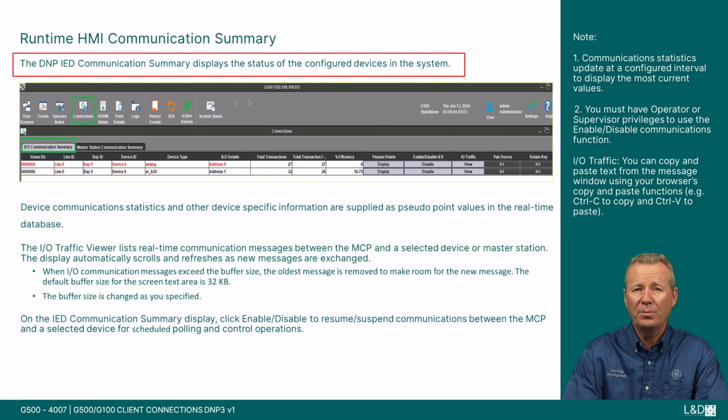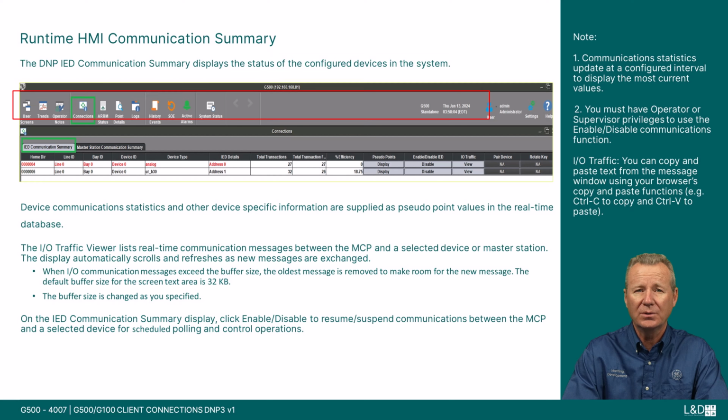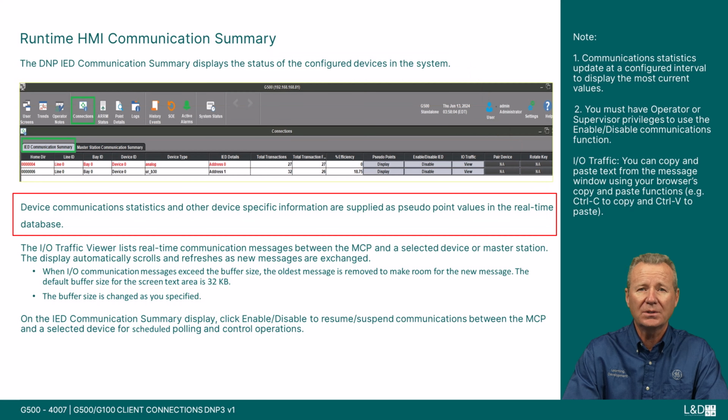The connection summary page lists most recent communications. Device communication statistics and other device-specific information are supplied as pseudo-point values in the real-time database. To view pseudo-points, click the display button on the IED communication summary page. The IED detailed statistics window opens. The pseudo-points vary according to type of device and protocol configured. Statistics between the MCP and configured device.